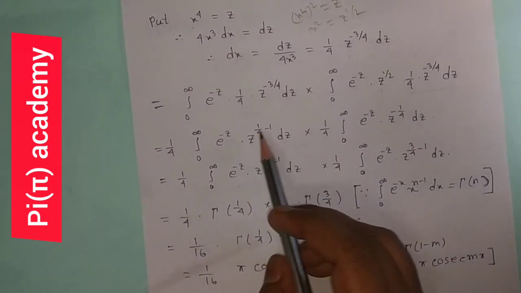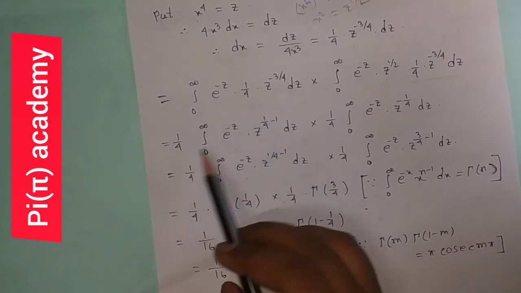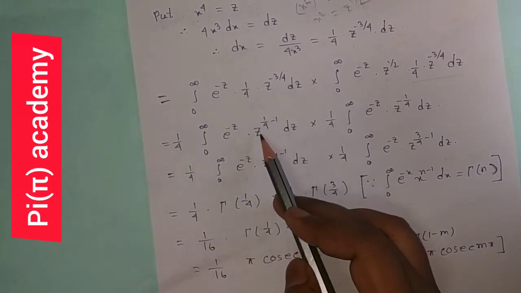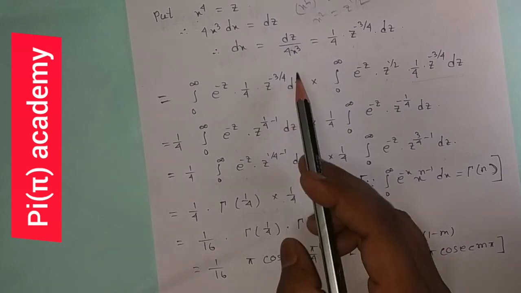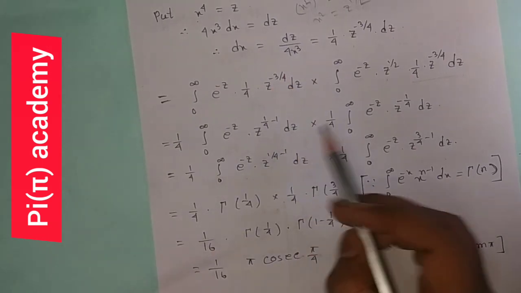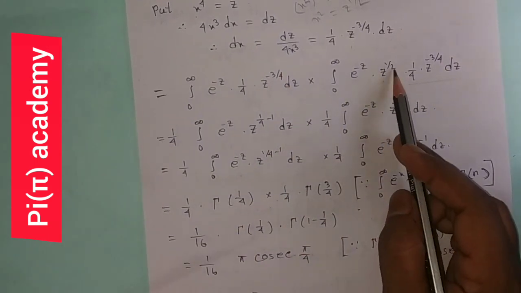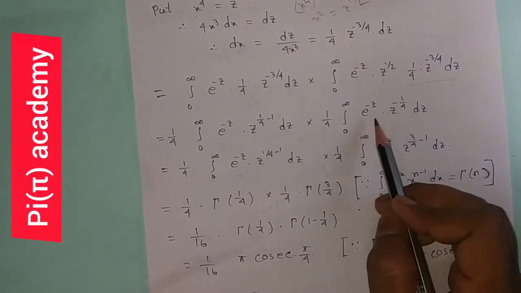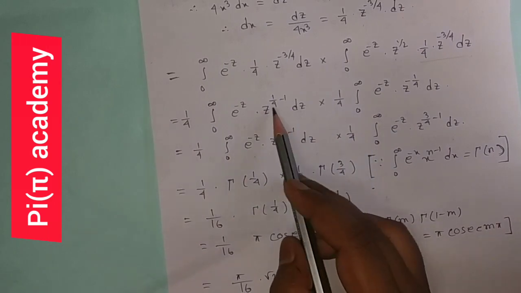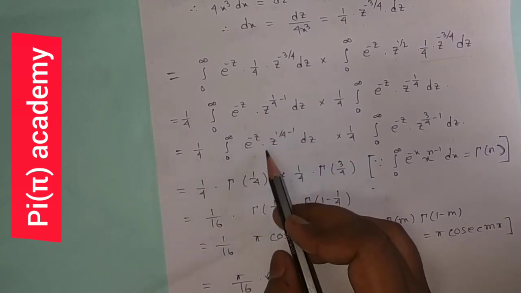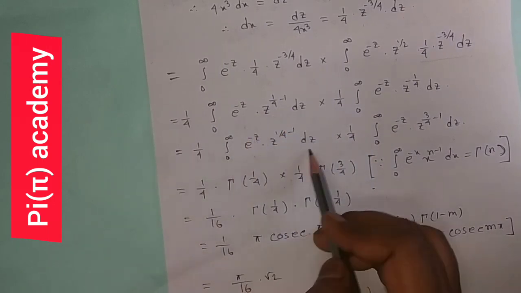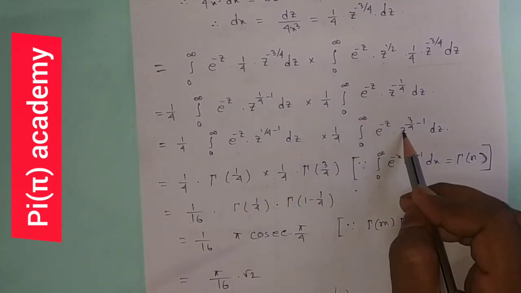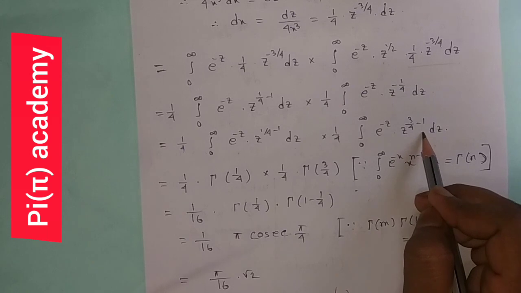Now this is 1 by 4, taking it first, therefore integral from 0 to infinity of e to the power minus z, z to the power 1/4 minus 1, that is minus 3/4, into dz. Similarly z to the power half into z to the power minus 3/4, z to the power minus 1/4 into dz, and this is equal to this, and we can write this as z to the power 3/4 minus 1.